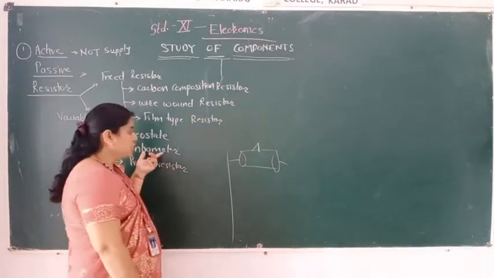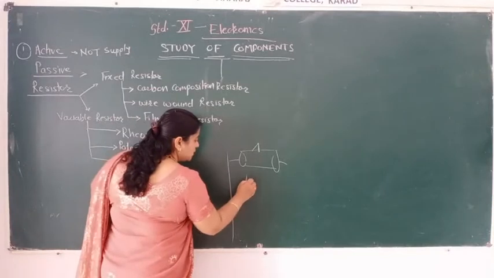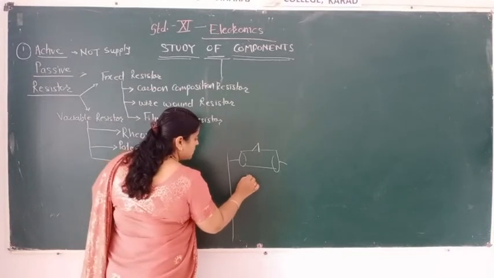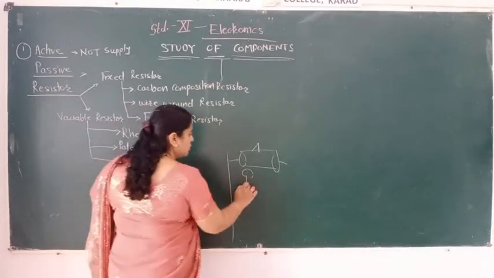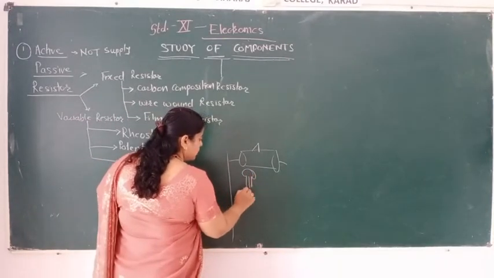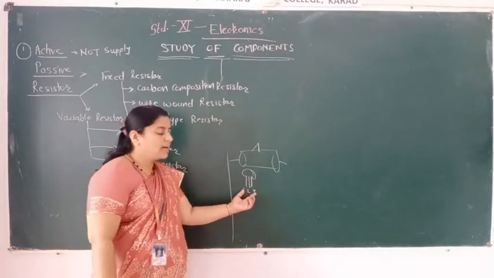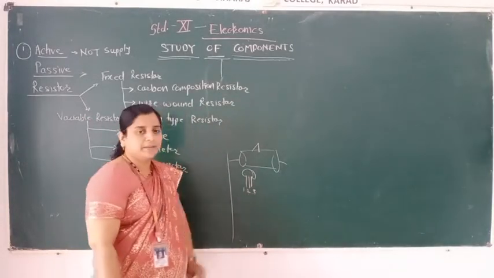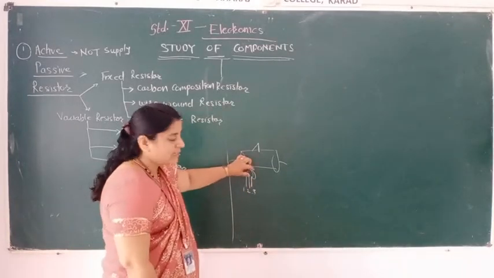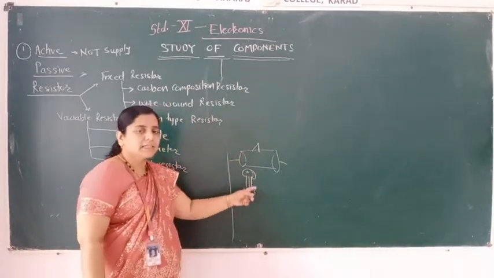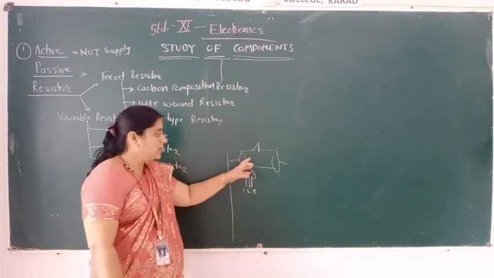Next is the potentiometer. A potentiometer is a very small resistor which is in variable form. It is like this: 1, 2, 3. Terminals 1 and 3 are the fixed terminals. The central one is the variable terminal, and one shaft is there. By moving that shaft, you can change the resistance in the potentiometer. It has a smaller value than the rheostat.